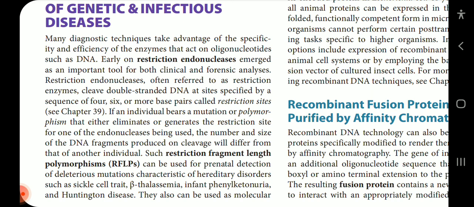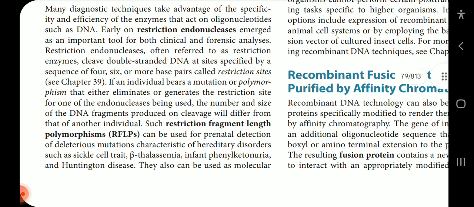Restriction endonucleases, often referred to as restriction enzymes, cleave double-stranded DNA at sites specified by a sequence of 4, 6, or more base pairs called restriction sites. If an individual bears a mutation or polymorphism that eliminates or generates the restriction site for one of the endonucleases being used, the number and size of DNA fragments produced on cleavage will differ from another individual.